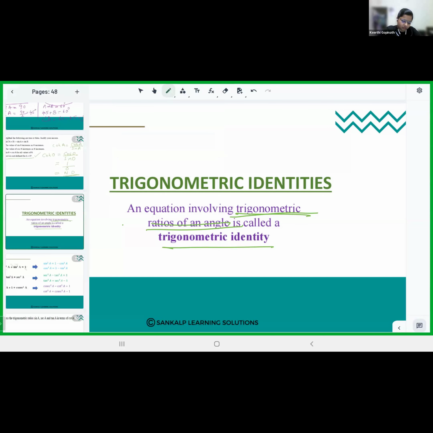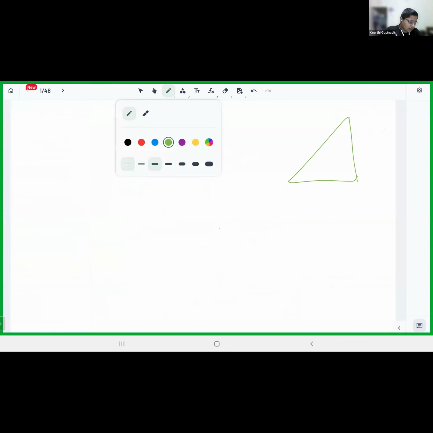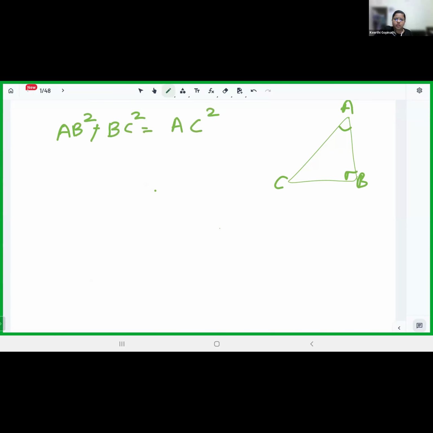consider a right angle triangle. Let this be A, B and C. Consider right angle triangle ABC. Consider angle A. Now, using Pythagoras theorem, we can write AB square plus BC square is equal to AC square.